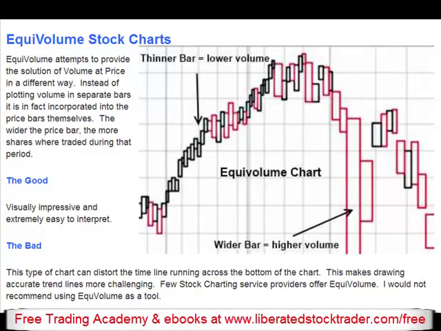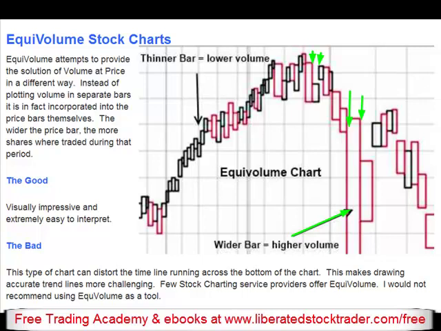EquiVolume stock charts. EquiVolume attempts to provide the solution of volume at price in a different way. Instead of plotting volume in separate bars, it is in fact incorporated into the price bars themselves. The wider the price bar, the more shares were traded during that period. For example, here you can see a very wide bar, much wider here than, for example, this bar, and you can see that on this day there was much higher volume.